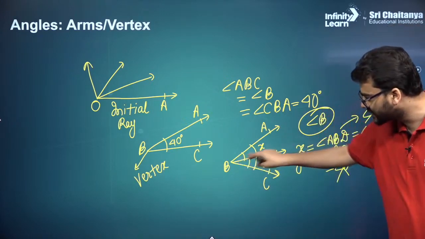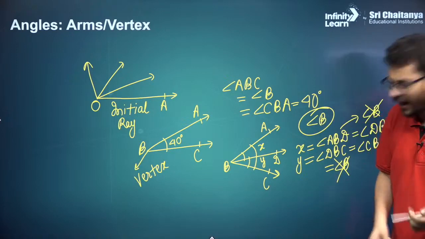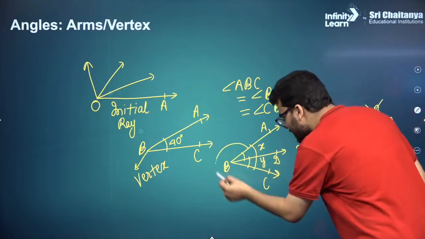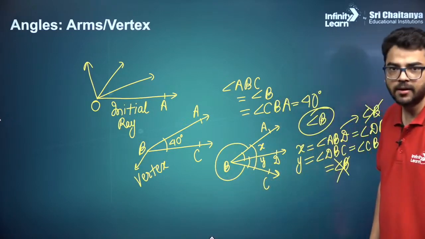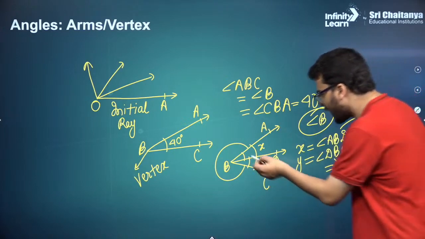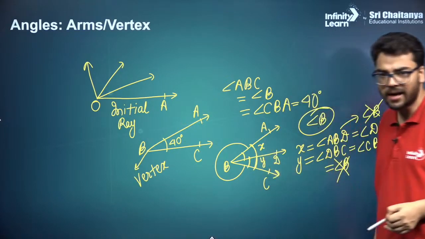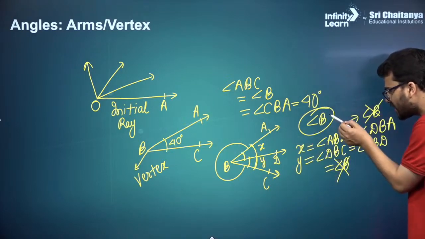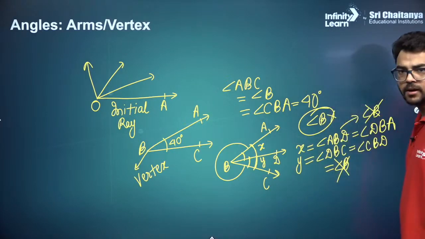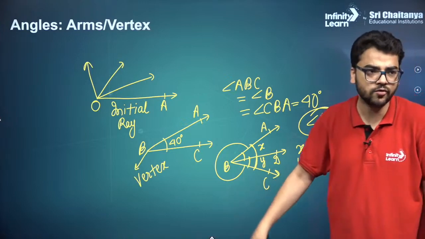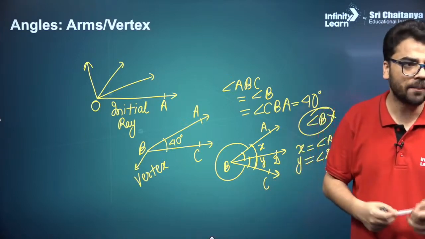Because at this vertex 3 angles are there, right? In fact, one more angle is there and that is this angle, but we are talking about these angles only. One angle, the other angle and the other angle. So 3 angles are there, so you cannot name any of the angles as B. That will be wrong. The reason being it will create confusion for the reader. I hope it is clear.